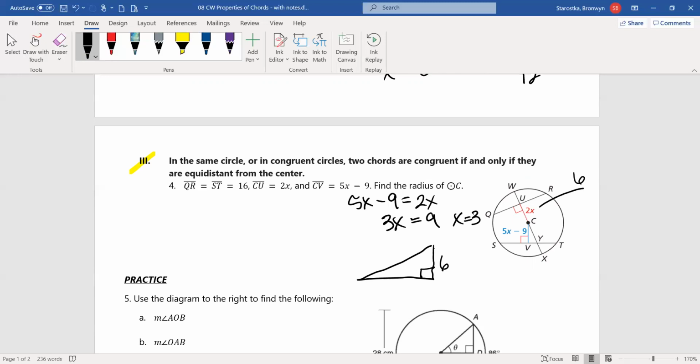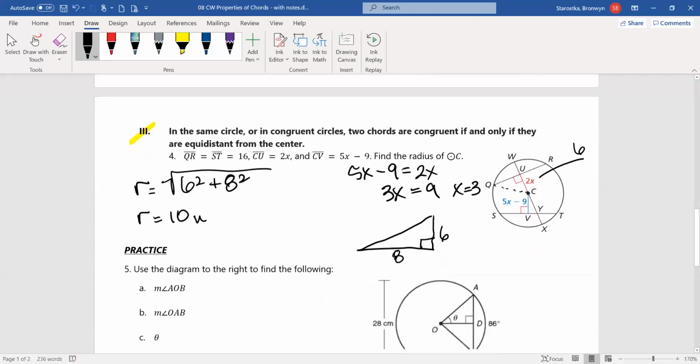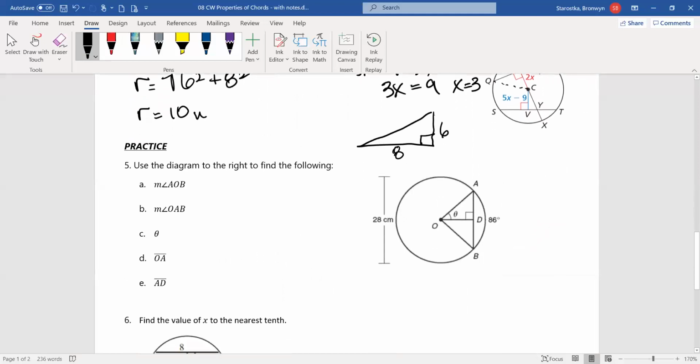But if we are going to do this, we want half of that 16. So we're going to put 8 here. And the radius equals the square root of 6 squared plus 8 squared. And you should know that that is 10 units. And that's just a scaled up version of our 3, 4, 5. So we'll practice a few together because we're going to make them a little tricky for you.